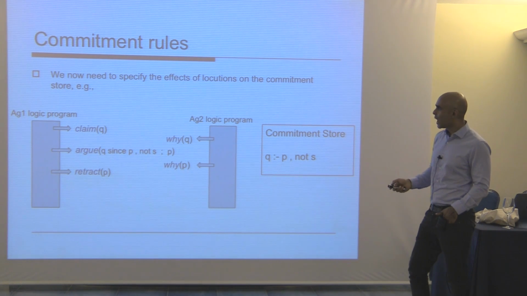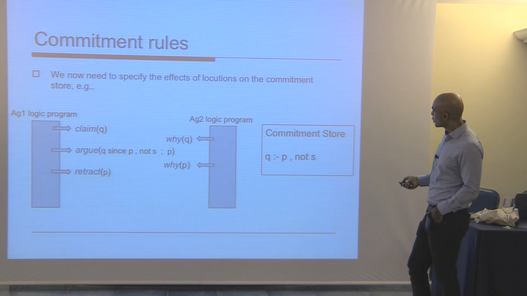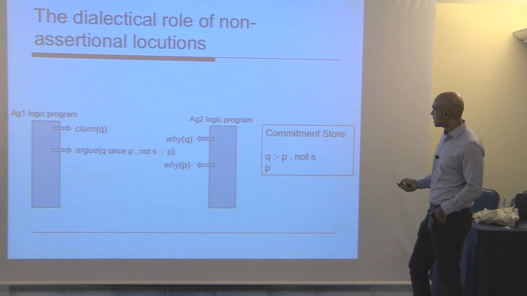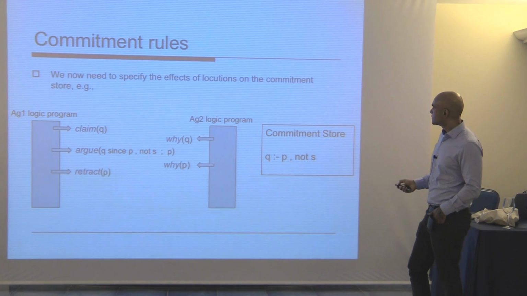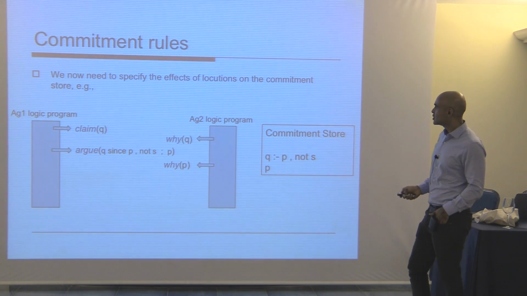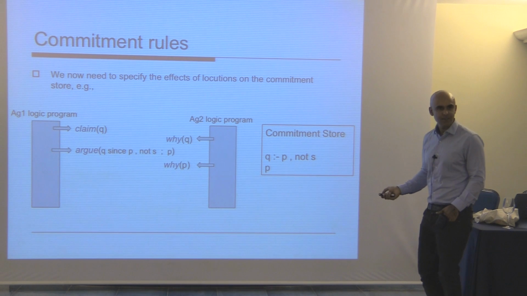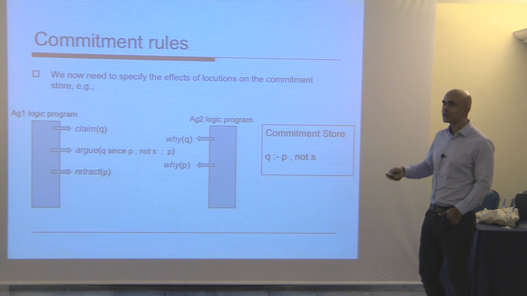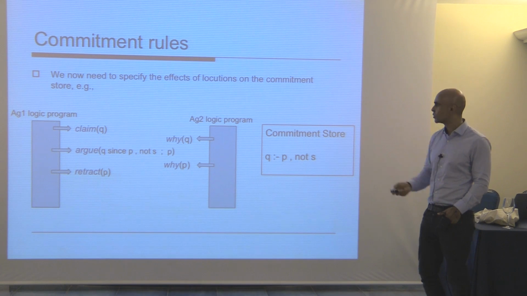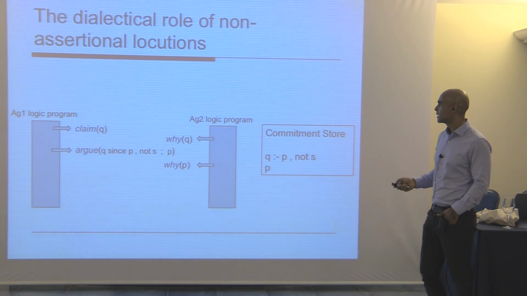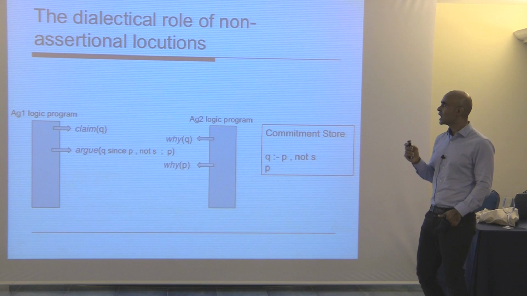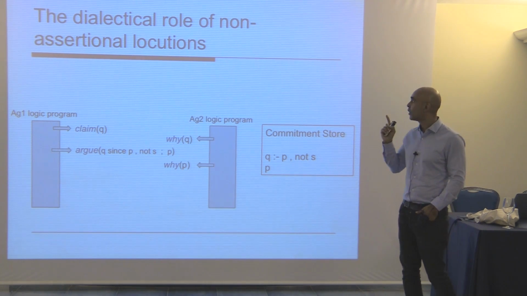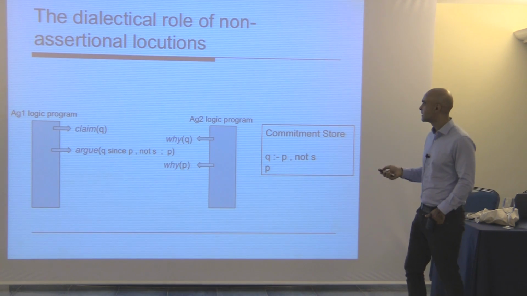Okay, so suppose agent 1 now retracts P. Of course, that means that, okay, hang on. So we've got P. Agent 1 retracts P, so that means P needs to be removed from the commitment store. So I'm talking now about the effects of locutions on the commitment store. Now, let's also have a look at the dialectical role of non-assertional locutions.